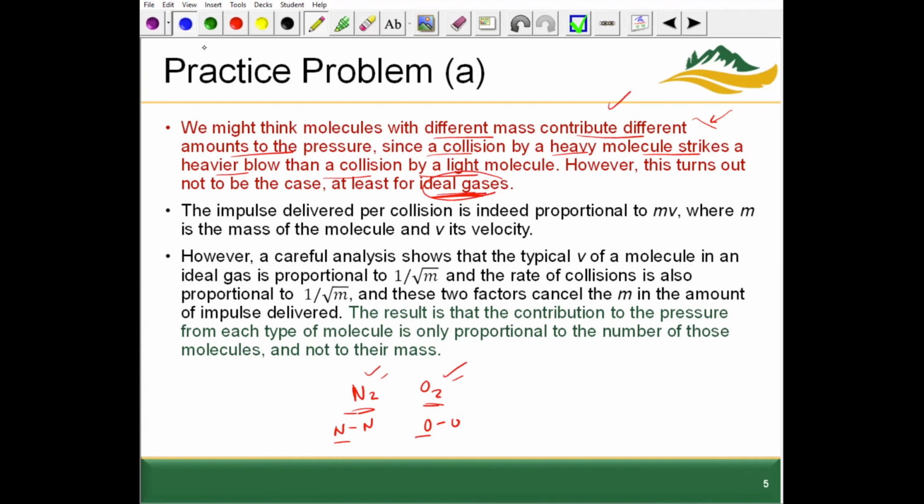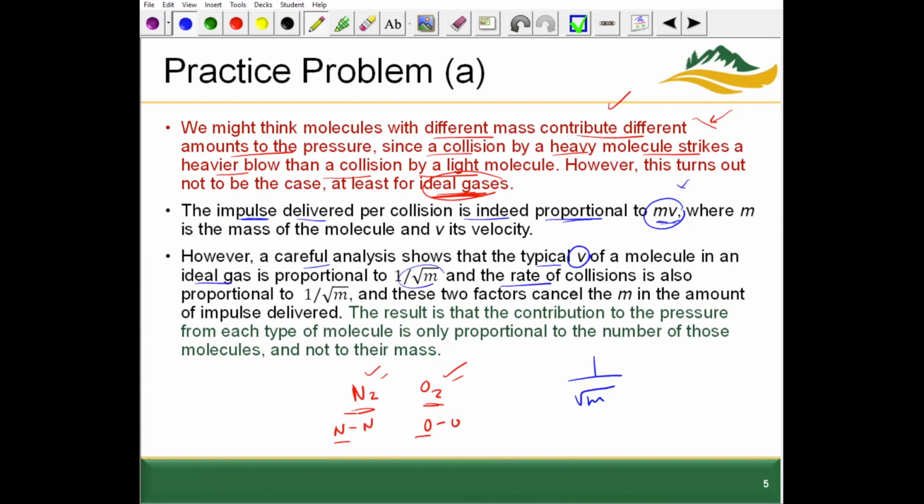So one bullet point that is true is that the impulse, or the pressure delivered per collision, is indeed proportional to this term that does include mass, this mass times velocity term. While there is some proportionality, we're not really going to work much with this term. With careful analysis, it shows that the typical velocity of a molecule in an ideal gas is proportional to 1 over the square root of the mass.